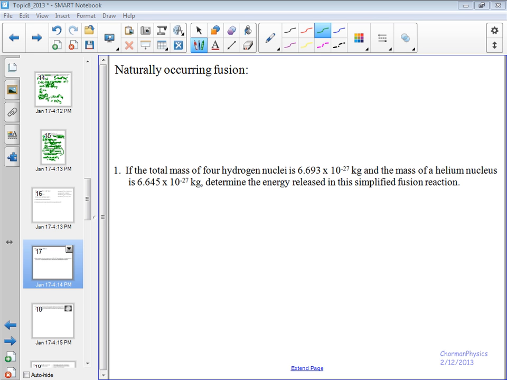This next section on fusion is really important, especially for our unit on astrophysics. Fusion is just when we have two lighter nuclei combined to form a more massive nucleus with a very, very large release of energy. Now, this naturally occurs in stars. All right? This is where stars get their energy.